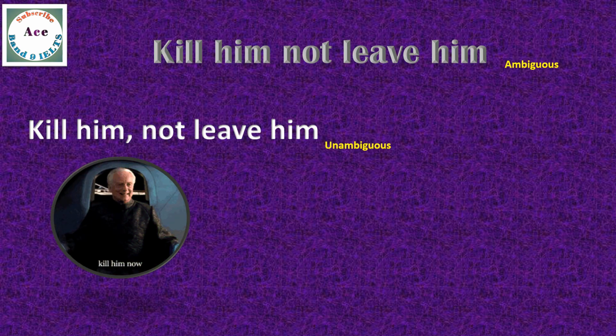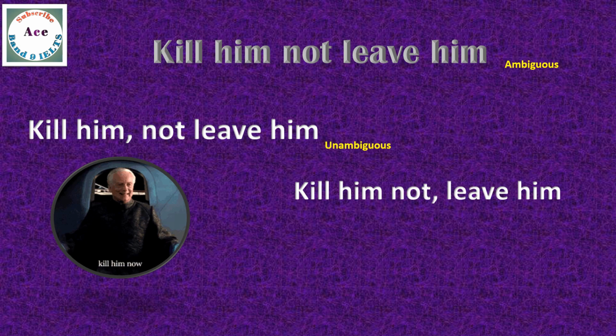This sentence is ambiguous. How would you make it unambiguous? If you wanted to say that you should kill him, then put a comma after kill him. This is unambiguous. On the other hand, if you don't want to kill him, if you want to leave him, then put the comma after kill him not. This is also unambiguous.